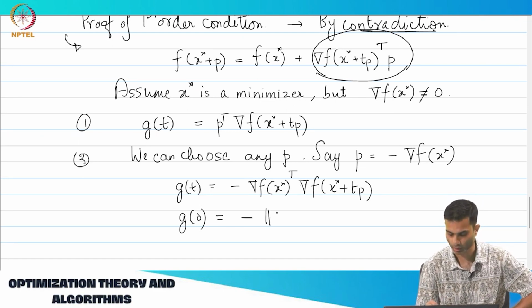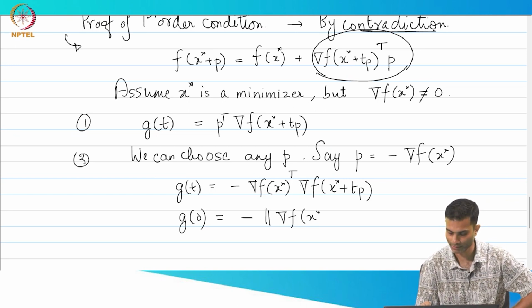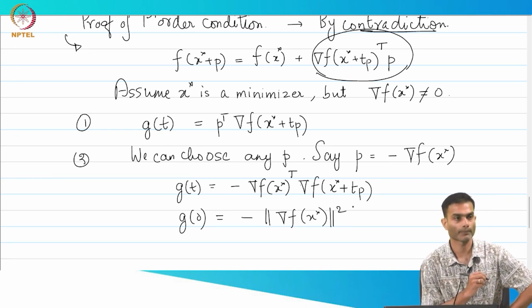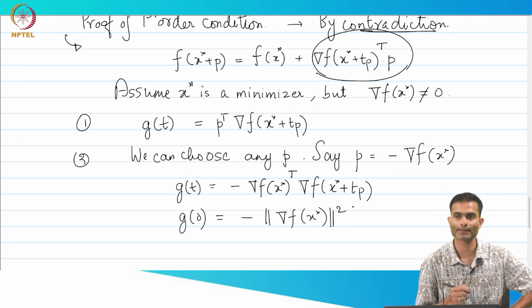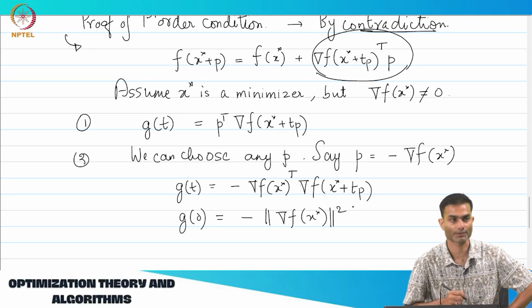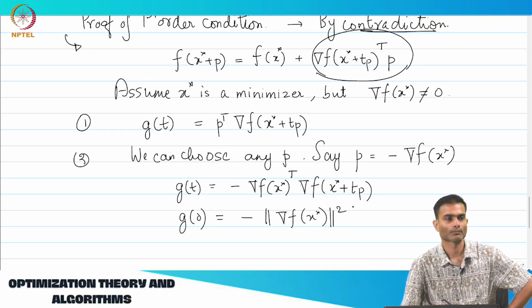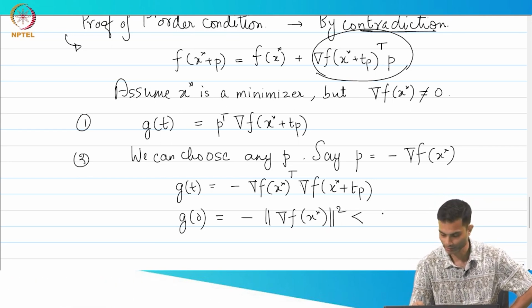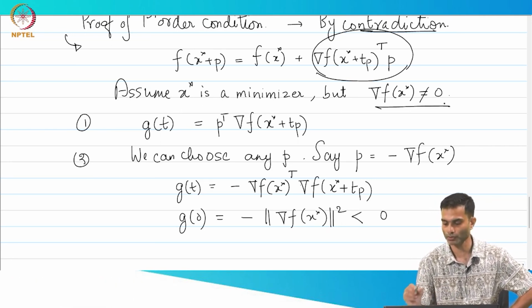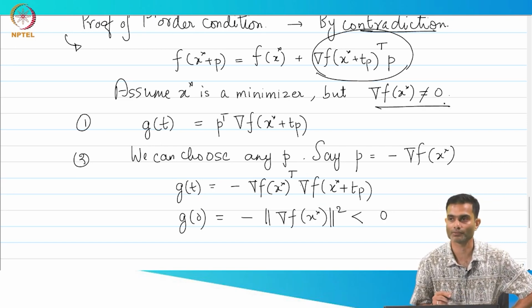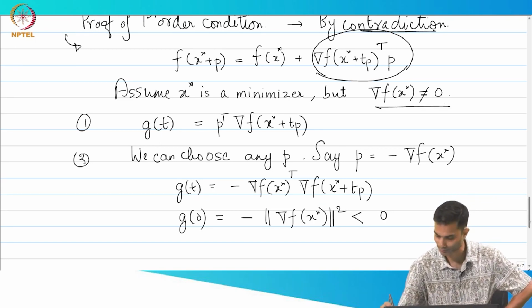Minus norm of grad f x star squared. Now this is something that I can say something about. What can I say about this? Is it weakly or strictly? Strictly less than 0, because I have assumed that grad f star is not 0. So this is strictly less than 0. Okay.